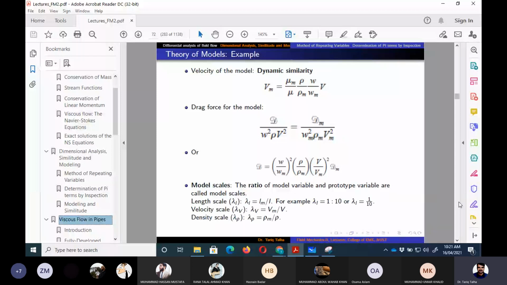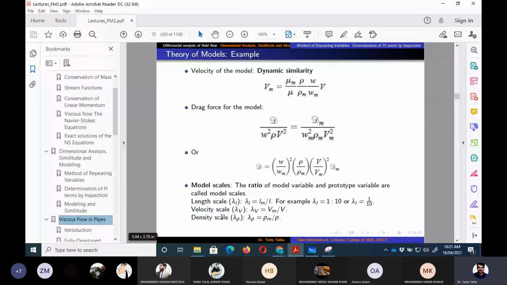So it means that if we are talking about length scale, it is represented by lambda. 1:10 means that we have scaled down the model 10 times. So if the actual length scale for the system was 100 or maybe 50 feet, for the model it is only 5 feet. So then we would write lambda L is equal to 1:10 or 1/10.